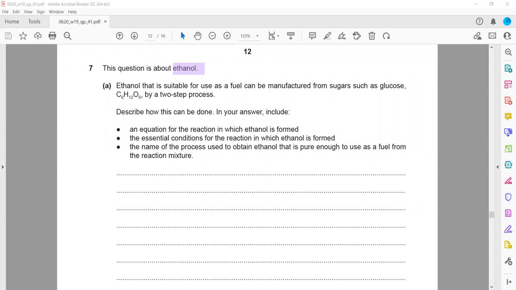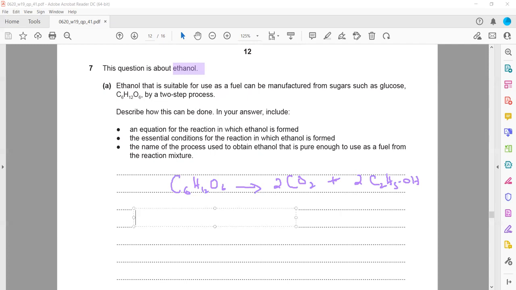So this method is known as fermentation. And what happens in fermentation when we have a sugar solution, C6H12O6, in the presence of yeast, which has enzymes that act as a biological catalyst, it produces carbon dioxide and it produces 2 molecules of ethanol, which is C2H5OH. What are the reaction conditions?